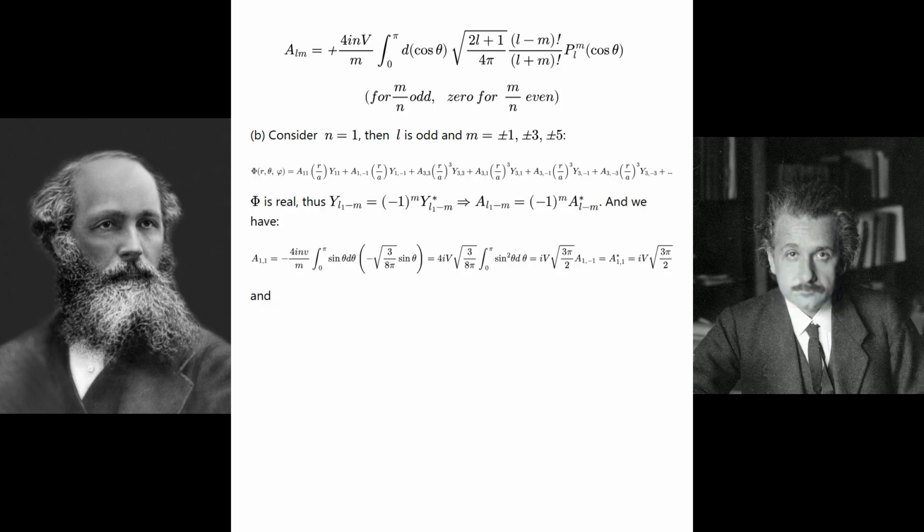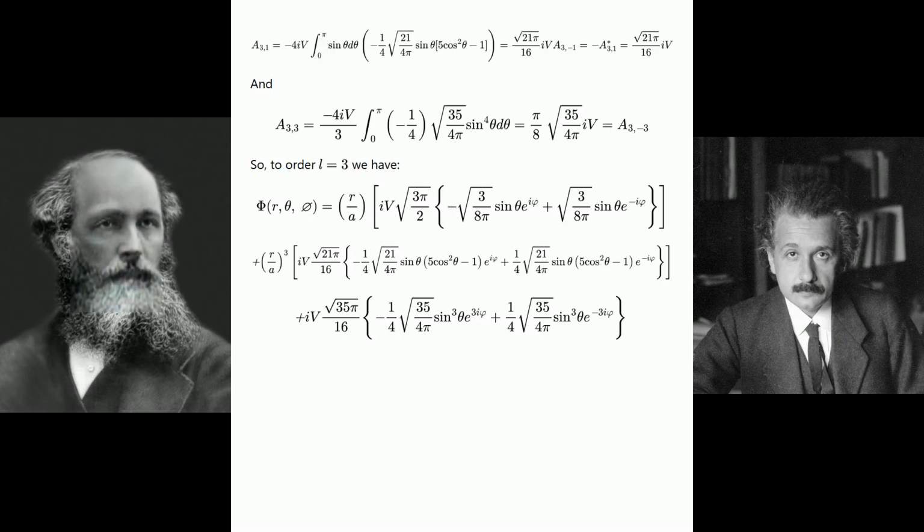And we have A sub 1 equals -4 i V over m, the integral from 0 to pi of sine theta d theta of negative the square root of 3 over 8 pi sine theta, equals 4 i V the square root of 3 over 8 pi, the integral from 0 to pi of sine squared theta d theta, equals i V the square root of 3 pi over 2. A sub 1, negative 1 equals A sub 1 conjugate, equals i V the square root of 3 pi over 2, and see the equation shown, and see the equation. So, to order L equals 3 we have, see the following equations.